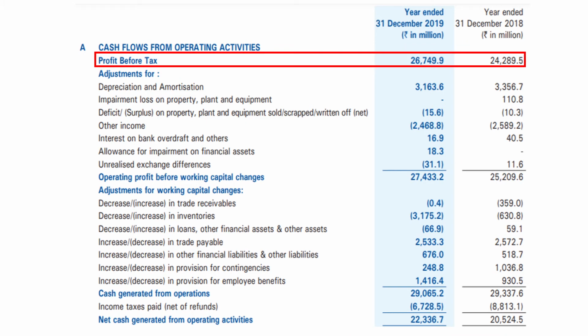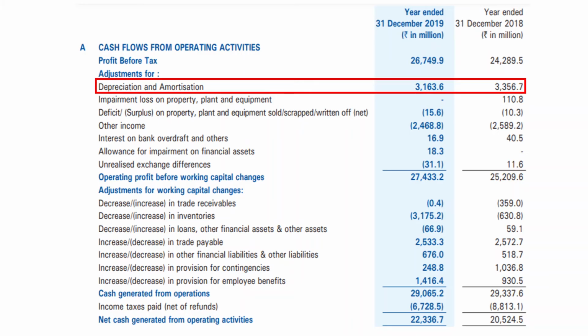before tax. Remember, don't take profit after tax, you take profit before tax. And from there, we'll subtract the depreciation and amortization part, because as we had learned, depreciation and amortization are non-cash expenses. They're not actual expenses that a company is paying. The actual expenses of buying will be covered in the cash flow from investing activities.